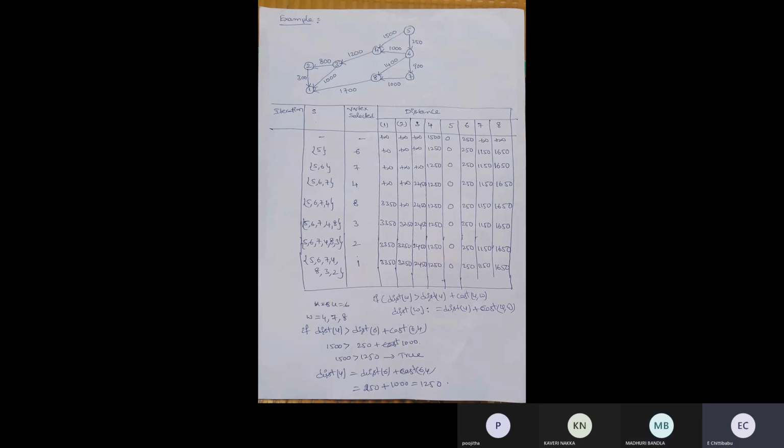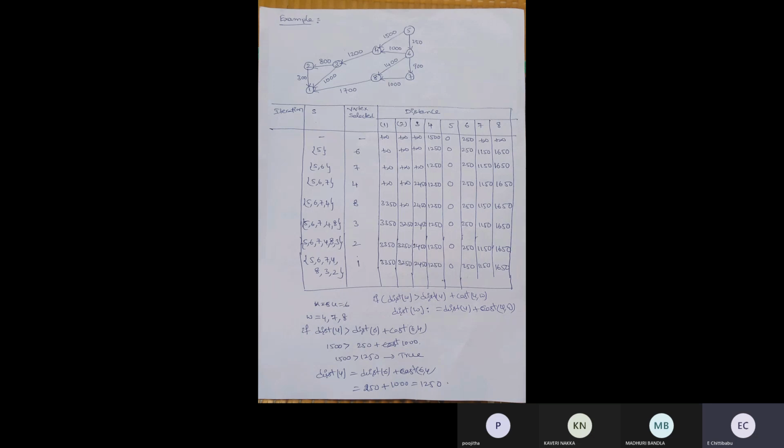Now 5 is the visited vertex. That's why we put 5 into S. Next, what is the next minimum vertex? 6, sir. 6 is the minimum vertex.